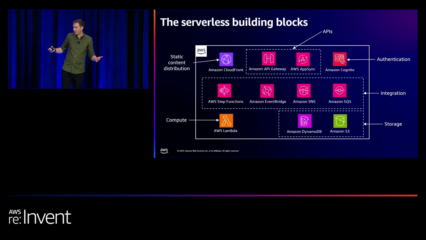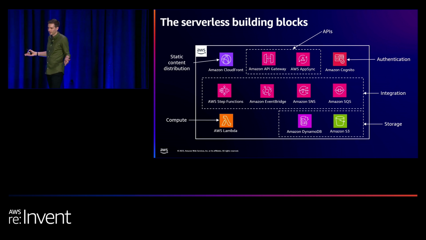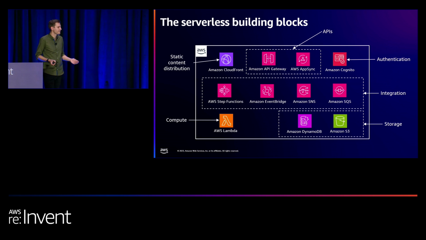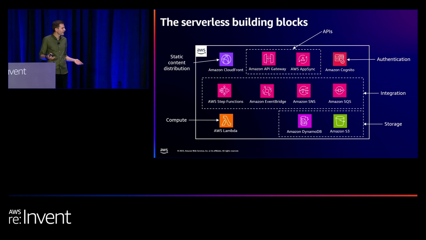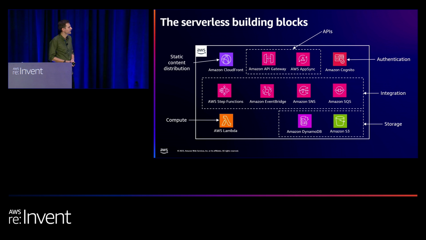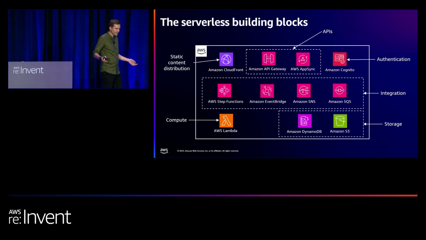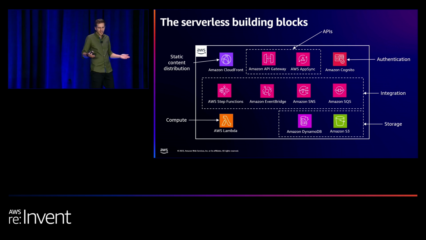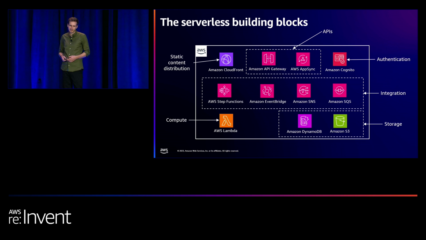In the middle here, we've got a whole bunch of integration services. These are our glue to stick our building blocks together. So services here provide us with message queues to do asynchronous processing. We can do publish subscribe. We can do event routing. And we can do orchestration. I'm going to look at how these services can help us a little bit later.